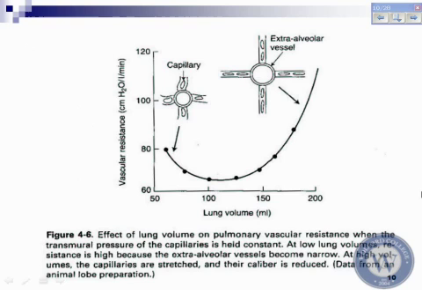So what this picture is basically trying to show you, the optimal place for vascular resistance is right at FRC, which is the bottom portion of this curve. That's where optimal FRC points are in this individual. If you go up or down, it's not good. The worst one by far is over-distension of the extra-alveolar vessels.